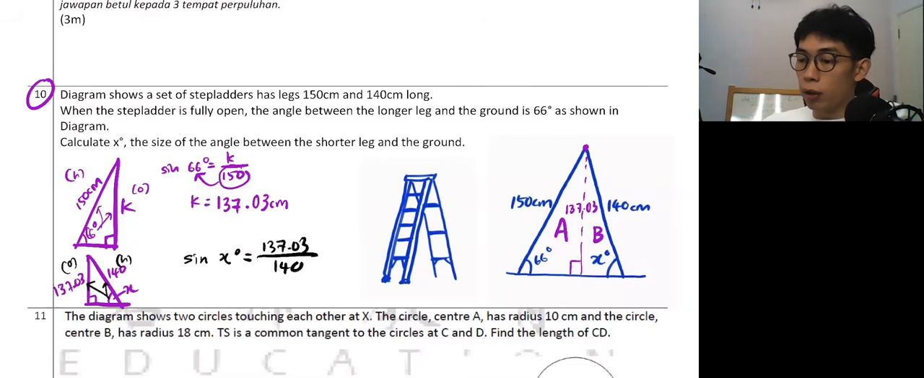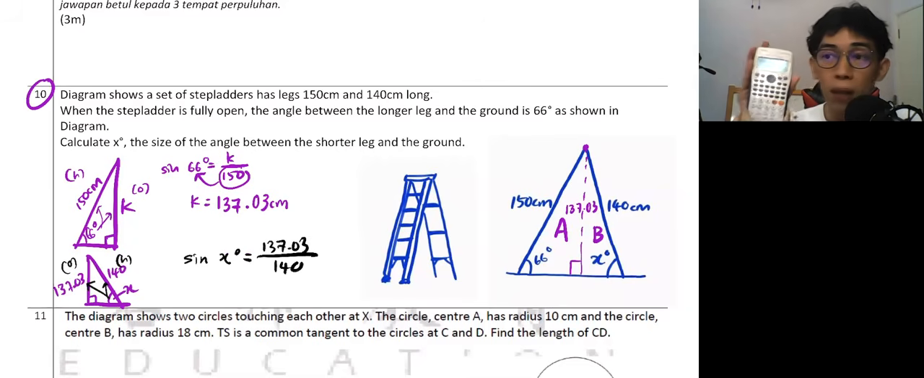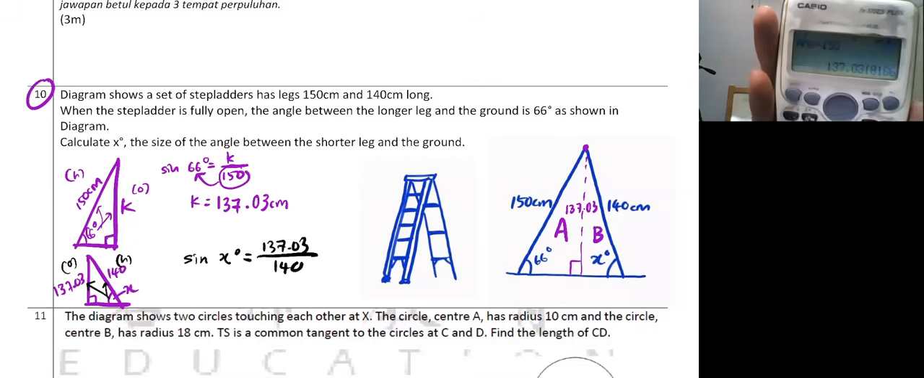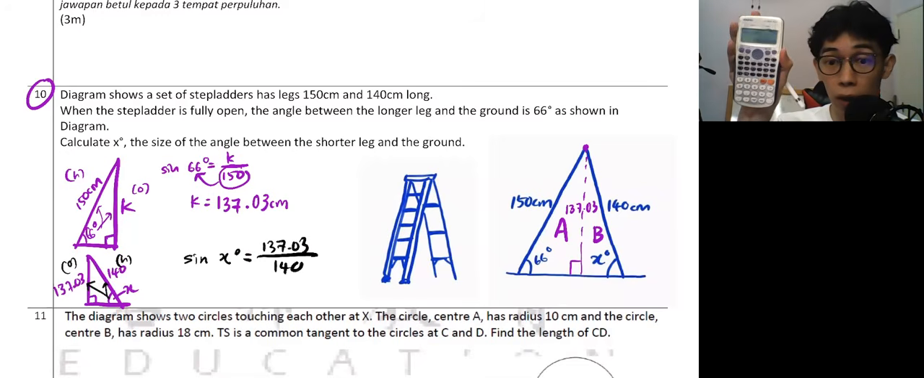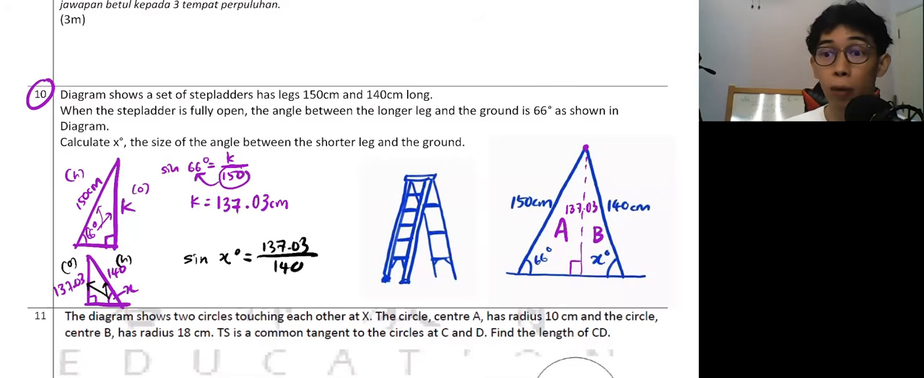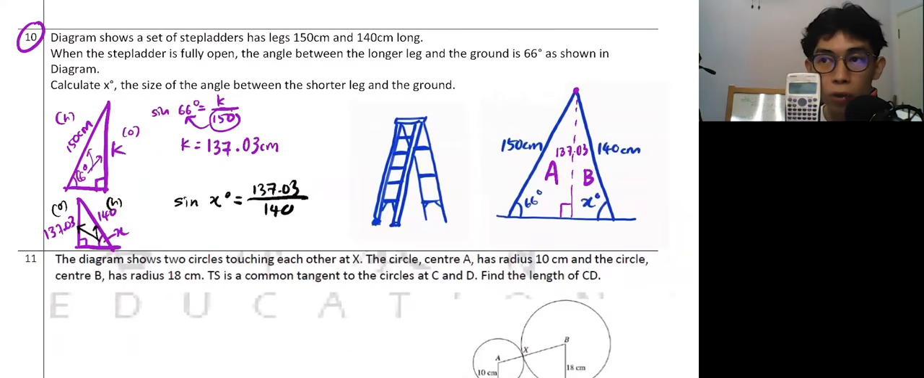Everybody, do you notice? Just now we kept our answer, 137 point blah blah blah, the longest one with us. Use this to continue. Don't use the decimal point because it's not accurate enough. So use this one and you divide by 140. You will get a new answer here, and this new answer, don't write it. You see what I do first. You know you have to divide, so don't write. So this is what you do.